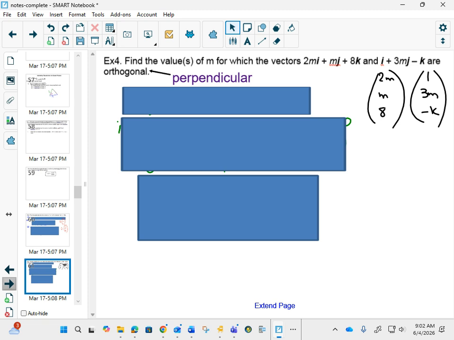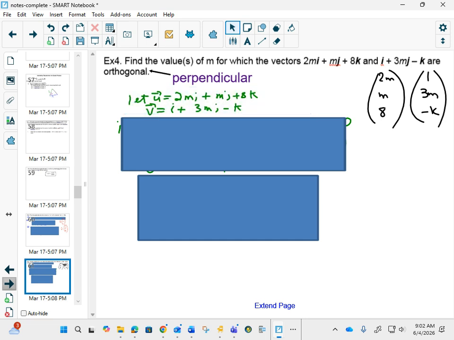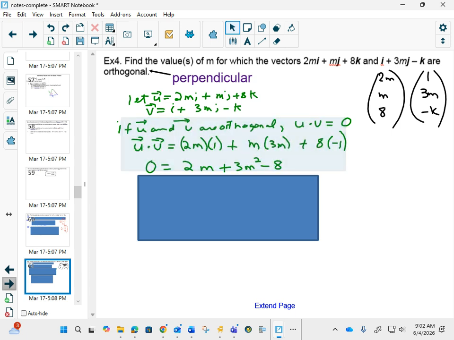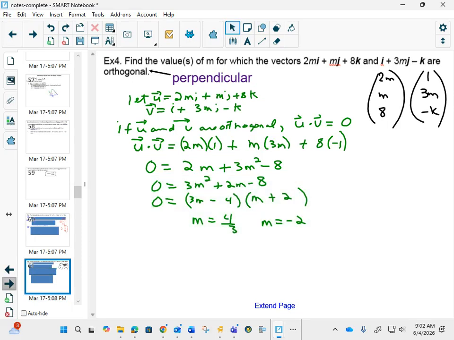So, if 2 vectors are orthogonal or perpendicular, their dot product is going to equal 0. So I do the dot product. I get that equation. I set it equal to 0. It's a quadratic. So we either have to factor or use the quadratic formula. It factors.